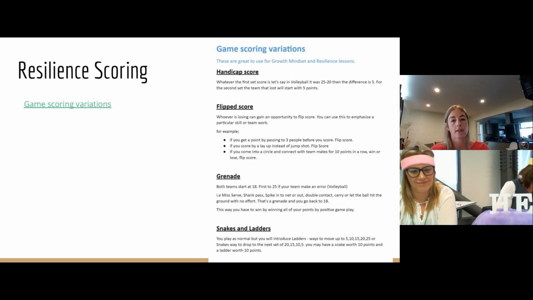So if you see any of that, then they could grenade all the way back down to either 0 or a certain number of points. And then again, you can combine those flip score and the grenade into snakes and ladders. So you could decide what a ladder is, so that could be the passing to 3 people before you score. That could put them up 3 points straight away if they do that.